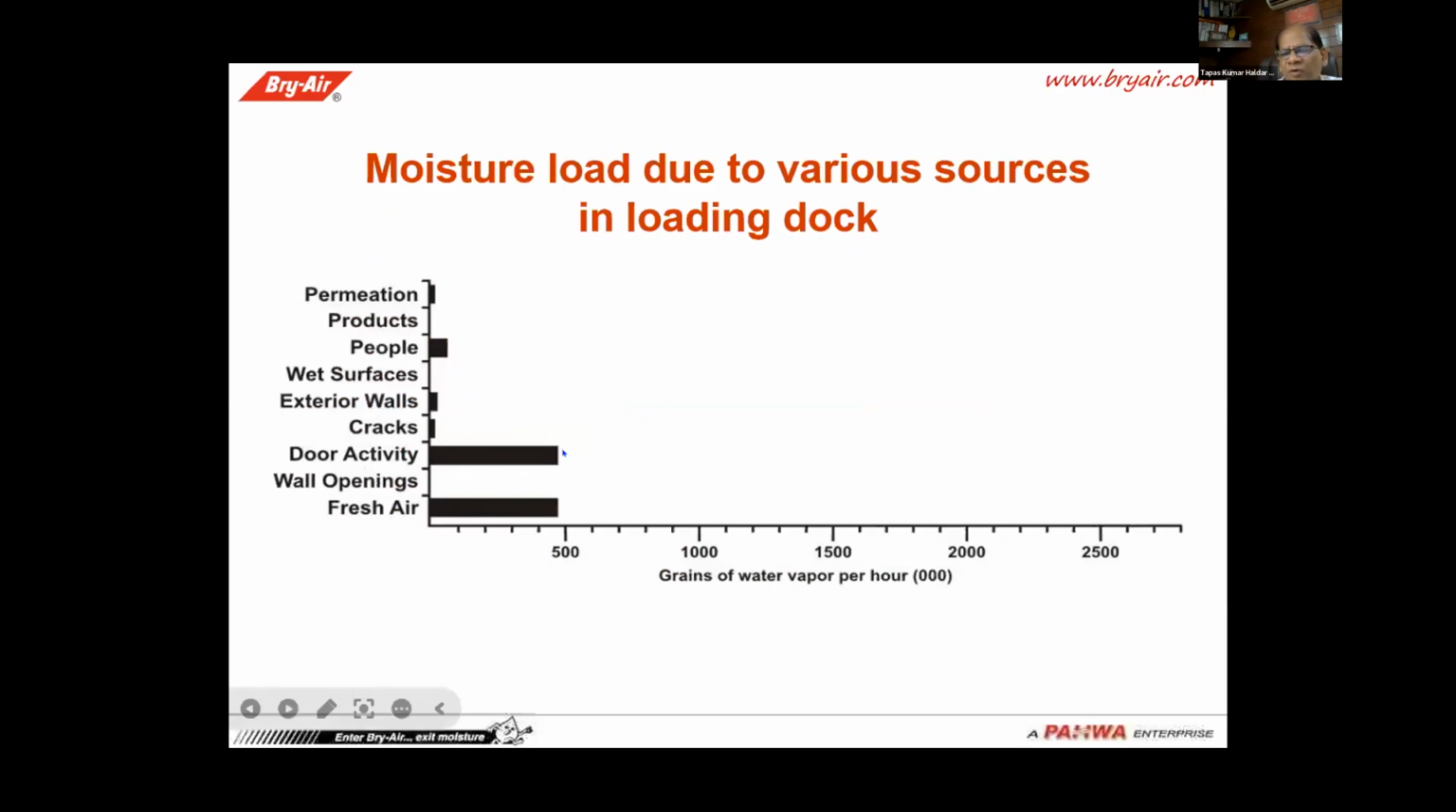As soon as we open the door from the loading area, moisture travels inside your cold storage. So that is the maximum area. Then what happens with fresh air? If there is even a little bit of fresh air, it brings a lot of moisture from outside to inside. That creates a problem in the cold storage.